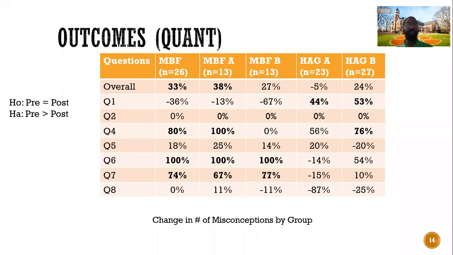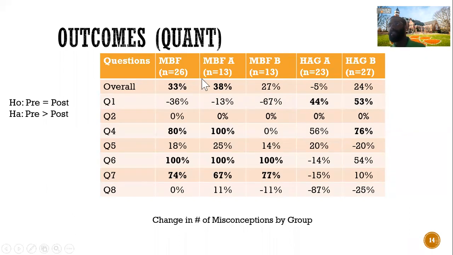So what do some of these quantitative outcomes look like? The null hypothesis would be that you would have the same number of misconceptions on the pretest as you did on the post-test, regardless of treatment or control. So nothing really did anything. Whereas the alternative would say that you would have more misconceptions on the pretest than on the post-test, meaning that your misconceptions were reduced, and particularly you'd hope to see that with that MBF group.